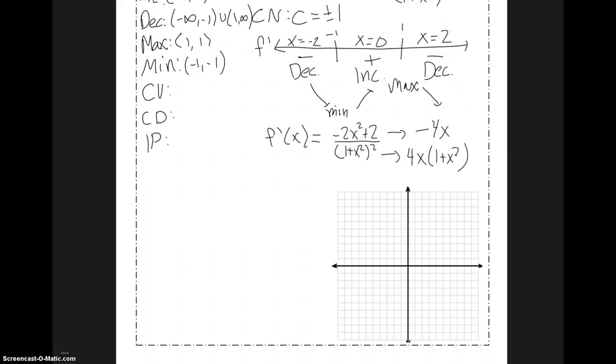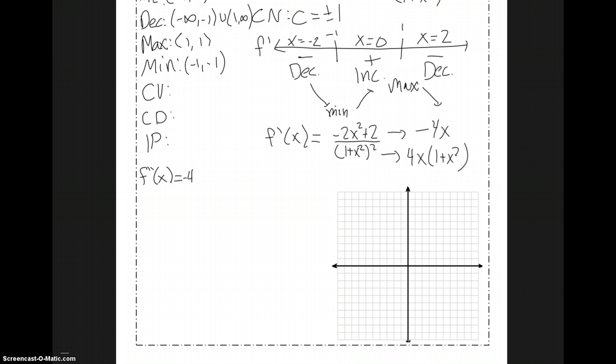Let's rewrite the first derivative. I'm going to multiply in that negative 2, so I get negative 2x squared plus 2, over 1 plus x squared quantity squared. The derivative of the numerator is negative 4x. The derivative of the denominator is 4x times 1 plus x squared, when I bring down that 2 and multiply by the 2x. And now I am going to plug this into the quotient rule. So I will get f double prime.